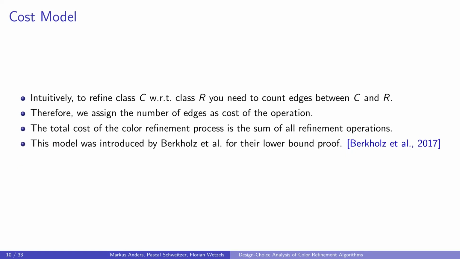In order to compare 2 implementations or algorithms, we also need a cost model. Here we use the one from the lower bounds proved by Wetzels et al. Intuitively, for refining a class C with respect to a class R, you need to count all the edges that connect the 2 classes. So we assign this number as the cost of one refinement operation. This is a reasonable model, since all color refinement algorithms we know do work within this model, and it seems hard to think of any other way. The total cost of the color refinement process is then the sum of all refinement operations. This means we do not charge the management of the work list.